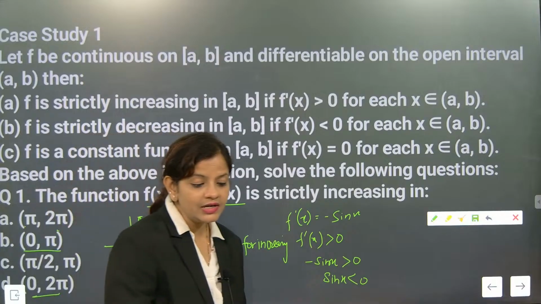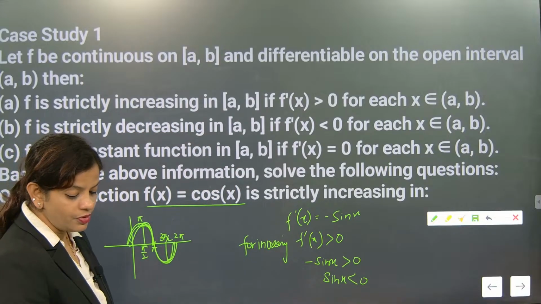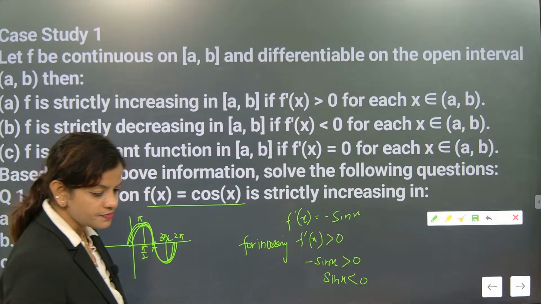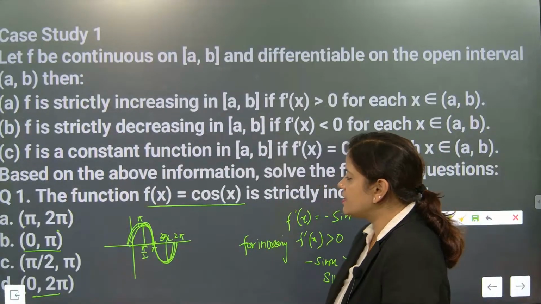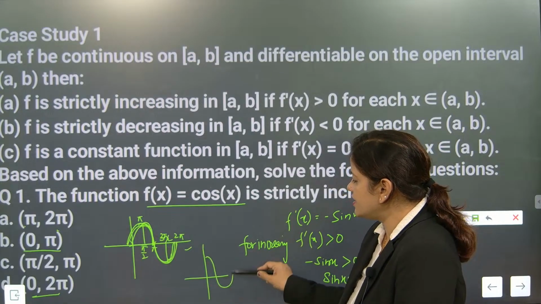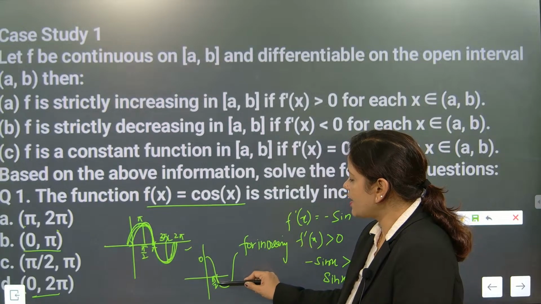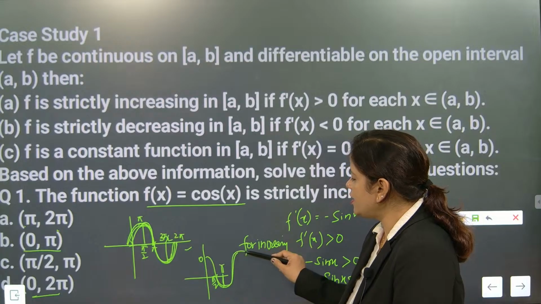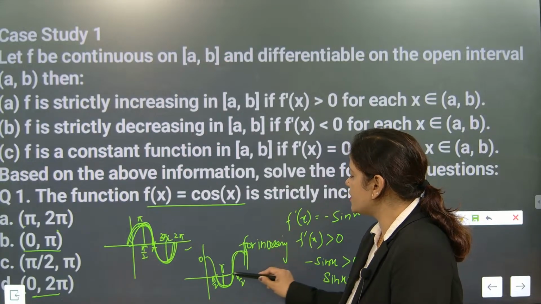So in which interval is it going to be strictly increasing? Come on, say the answer. In which interval do you feel it is strictly increasing? Cos x will be increasing. This is for sin x, but when somebody talks about cos x strictly increasing, this is 0, this is pi by 2, this is pi, this part is 3 pi by 2, and this part will become 2 pi.